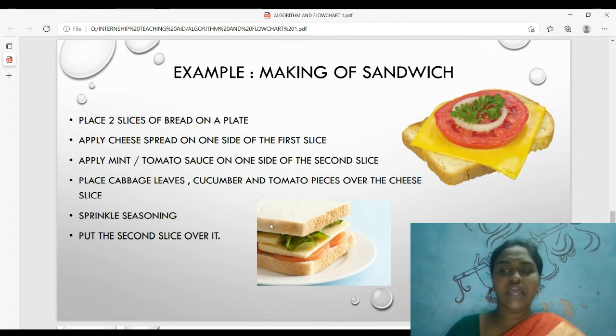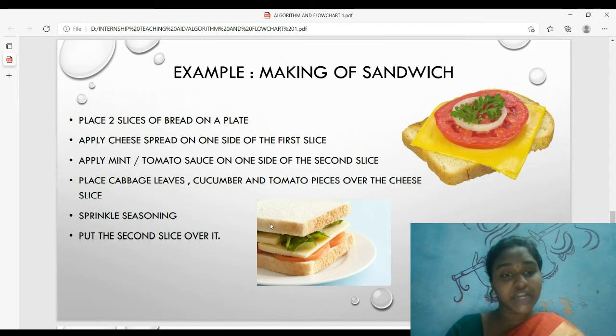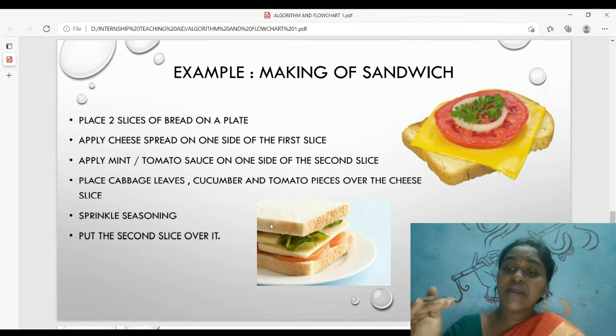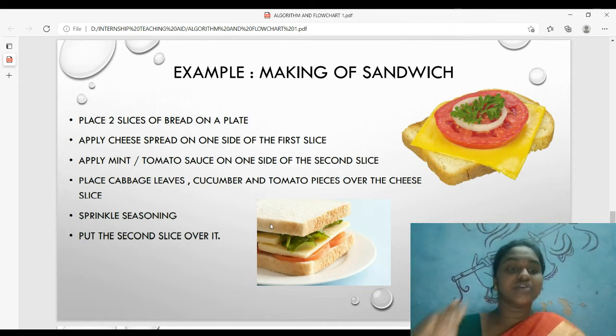What I'm taking this as an example for is following certain rules. First we have to take a bread, then spread cheese on one side of the bread, and apply mint and tomato sauces. So, step by step, understand that an algorithm is a step by step procedure. For making a sandwich we followed some steps to complete it.